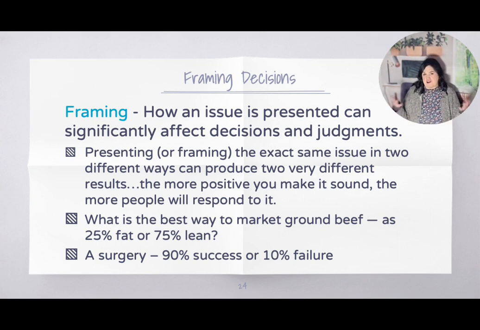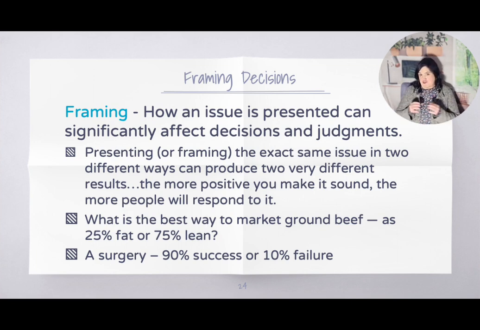So let's say that you were going to make some burgers for a barbecue and you went to get some ground beef. What's the best way to market it? As 20% fat or 75% lean? It's the same exact thing, right? It's the same exact thing that people are going to be consuming, but it's the way that you frame it that incites them to buy more of it one way or the other. Of course, people are more likely to buy the 75% lean, right?